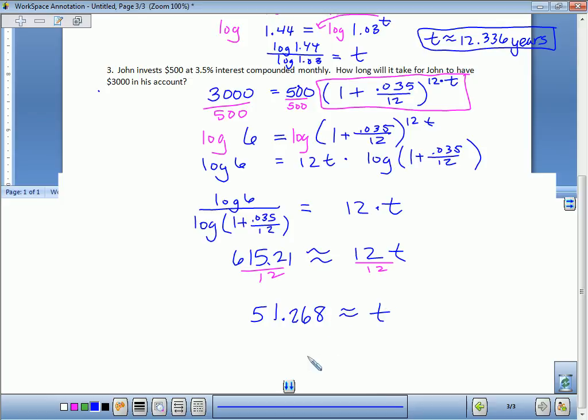Be nice if this were days, but what's our unit of measurement? T in this formula is always time in years. In compound interest, T is time in years. That's how often it's compounded. So 51 years later, John could go to the Super Bowl.